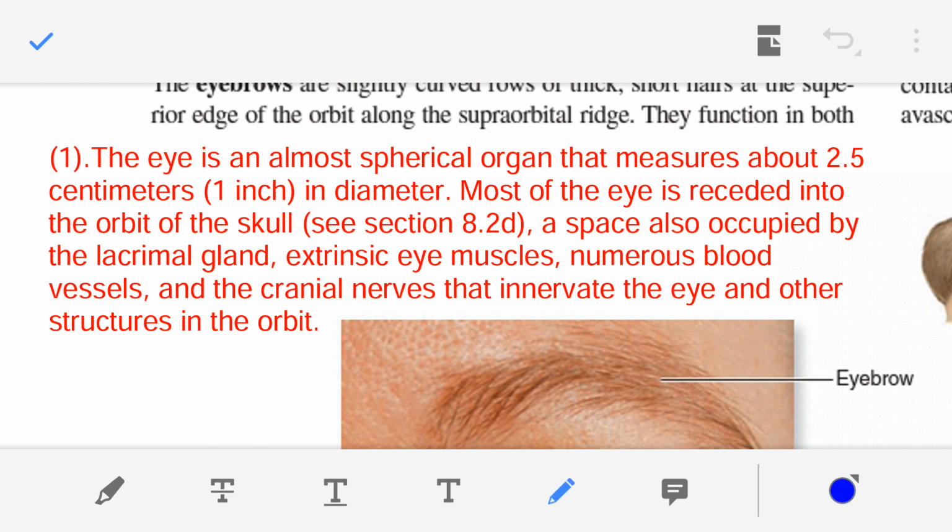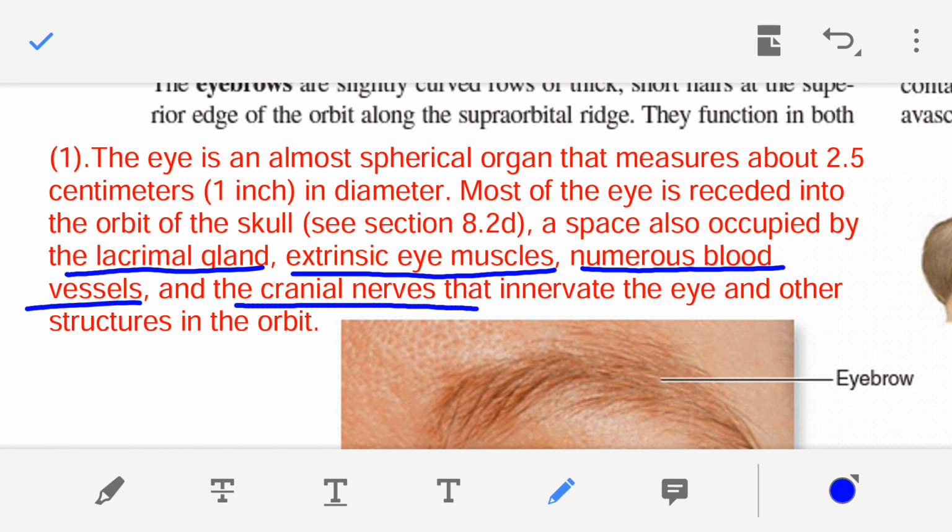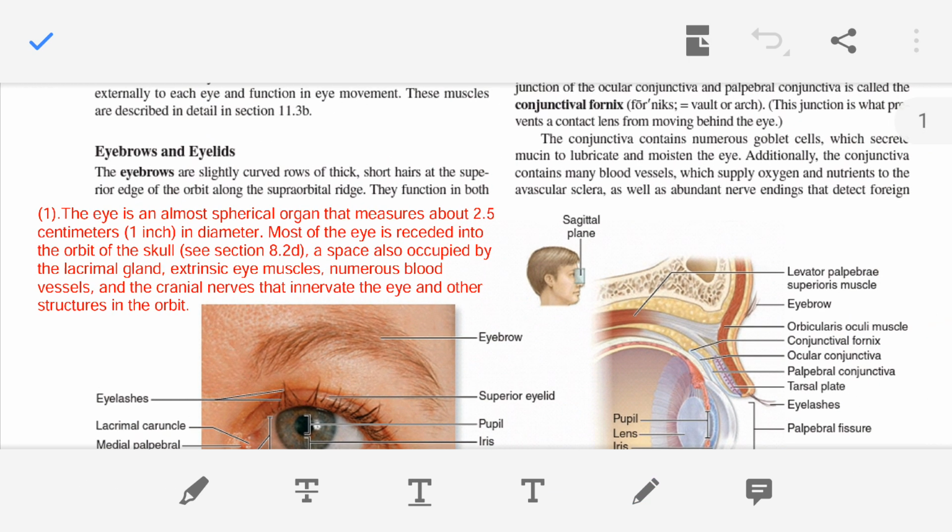Now orbit is a space. Along with the eye, you will find the lacrimal gland in the orbit. Then the extrinsic eye muscles are there. Numerous blood vessels are also present in the orbit. Then the cranial nerves are also present in the orbit, and these nerves innervate our eyeball. Okay, and a few other structures are also present in the orbit.